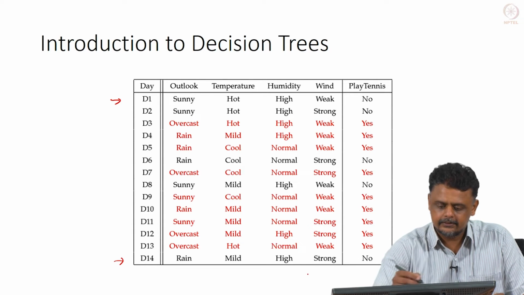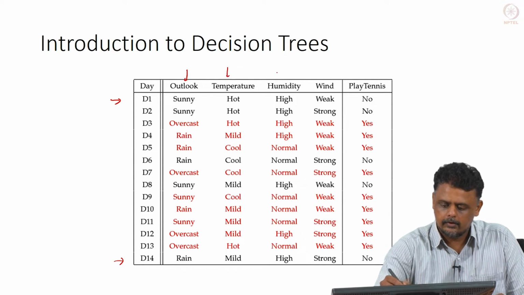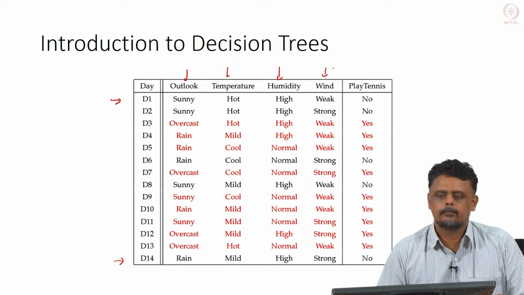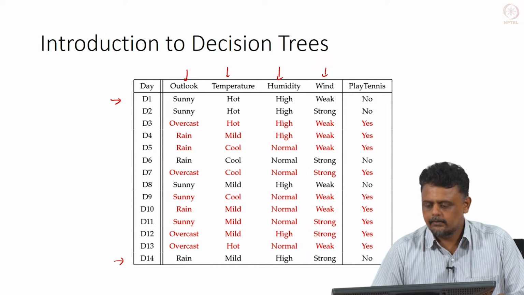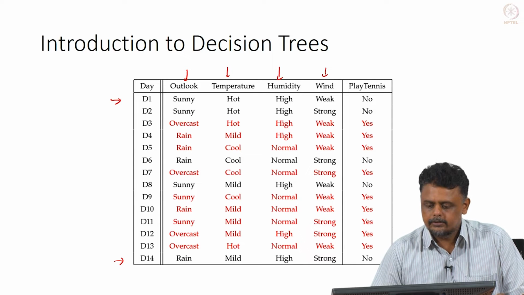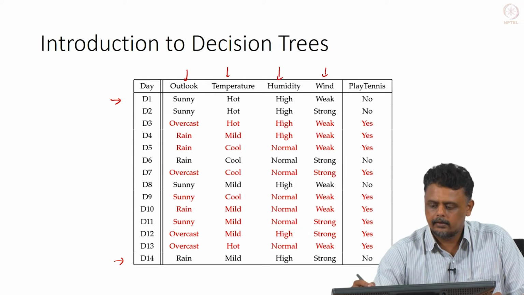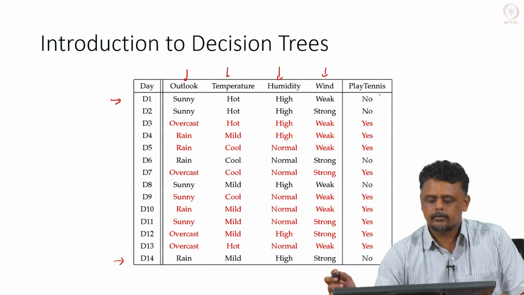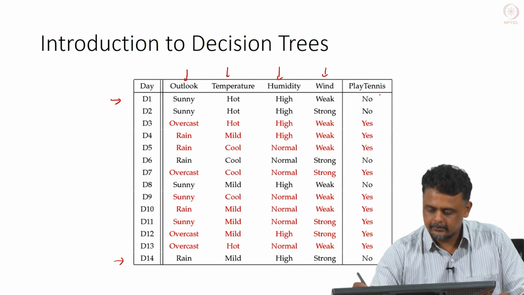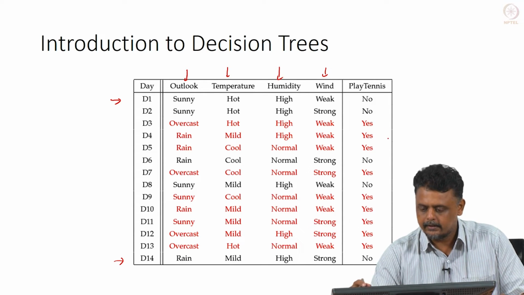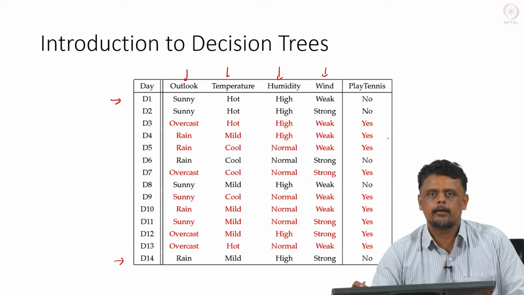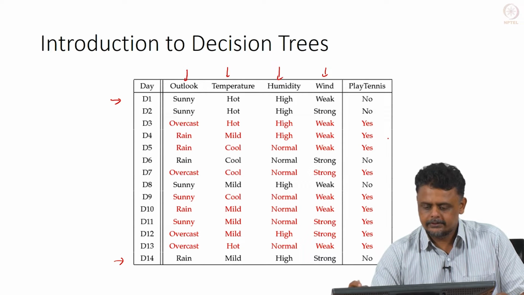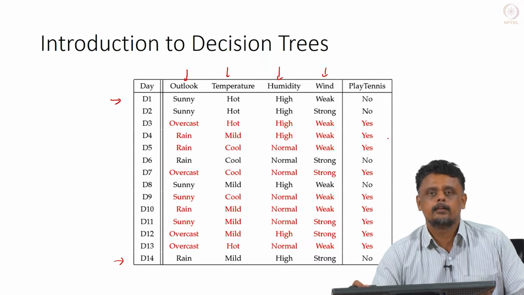There are 4 features you can see here: outlook, temperature, humidity and wind. You can consider this our training data, and based on these 4 features and the data points provided, the decision has to be made regarding whether to play tennis or not. You can see all the decision yes is marked in red and the decision no's are marked in black. So, we have 4 features, about 14 data points, and based on these features we have to decide whether to play tennis or not.